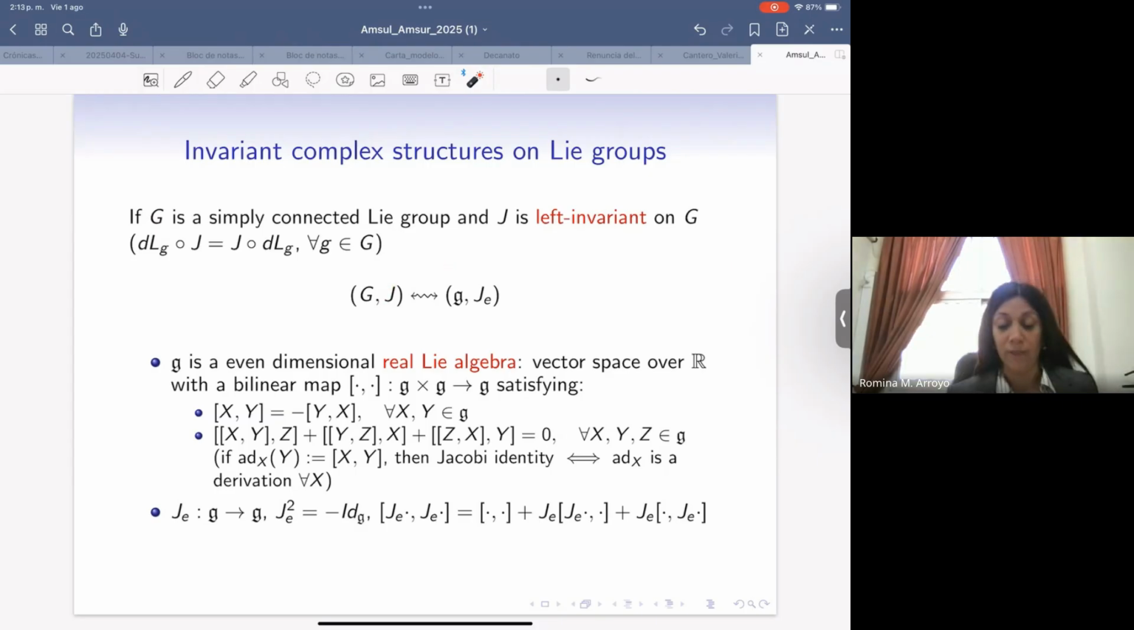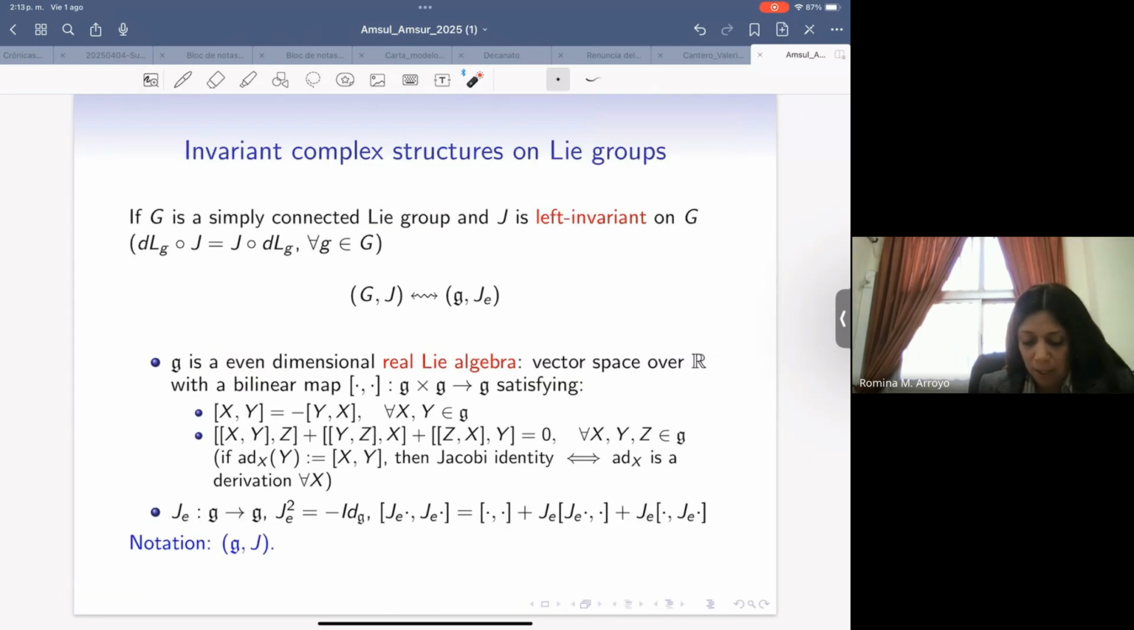You can construct a left-invariant complex structure. So at some point, if you have the information here, you can construct examples of left-invariant complex structures on simply connected Lie groups. Okay. And the idea of this talk is to try to work in design.